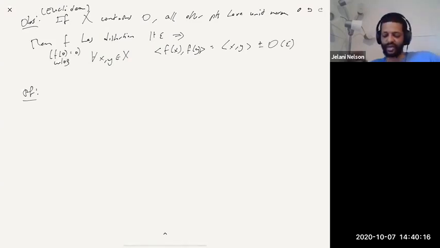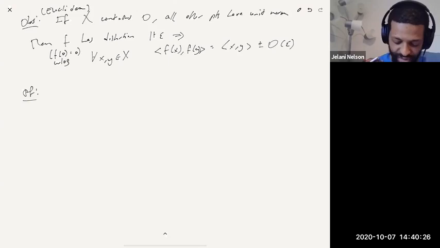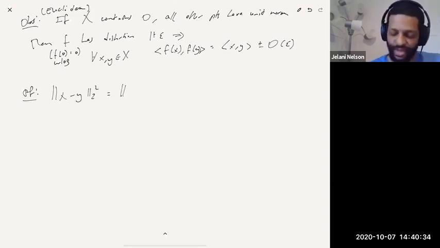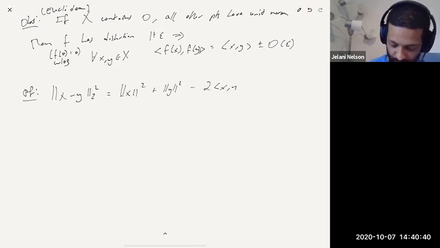Right, so the point is, x contains 0. I can assume without loss of generality that f of 0 is 0 just by translation. If f has distortion 1 plus epsilon, it implies that it preserves dot products. Why is that true? If I look at x minus y, L2 norm squared, all norms from now on, unless I say otherwise, are Euclidean. That's equal to x squared plus y squared minus twice the dot product.